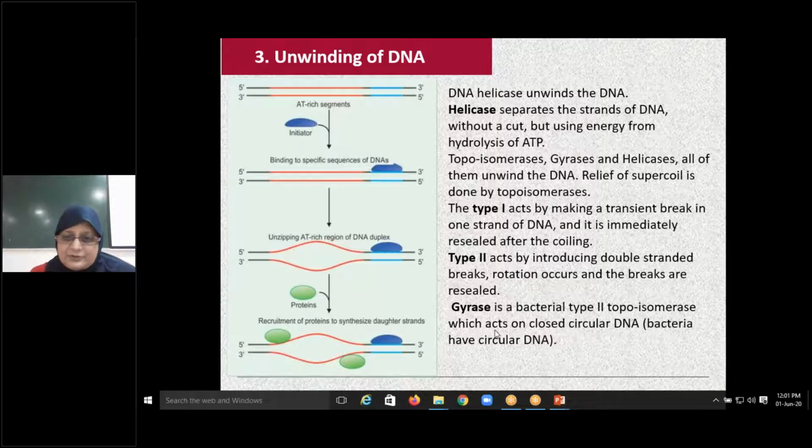There is another type of topoisomerase that is known as gyrase. It is a bacterial type of topoisomerase which acts only on closed circular DNA, which is found mainly in bacteria.